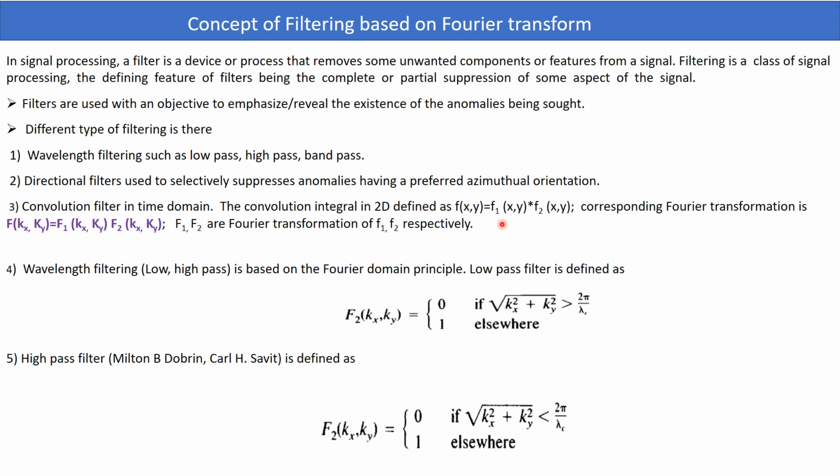Suppose in the convolution domain, the function is like f(x,y), where the star is the convolution operator. In the Fourier domain, if we multiply the corresponding Fourier transforms, we get the total function. Based on a particular cutoff frequency, the low pass or high pass filter will pass the band. This is the condition: k greater than 2 pi by lambda c, the cutoff frequency, for a low pass filter, and k less than 2 pi by lambda c for a high pass filter.